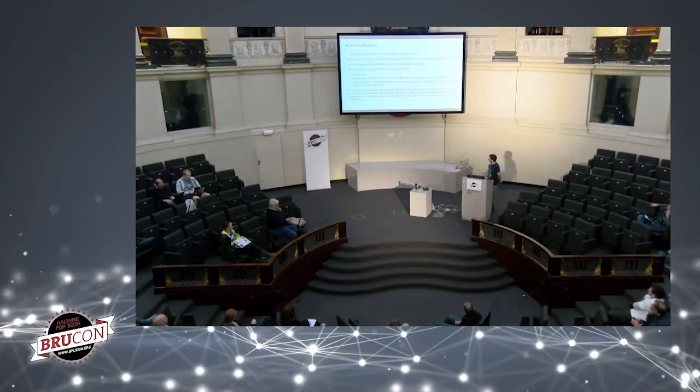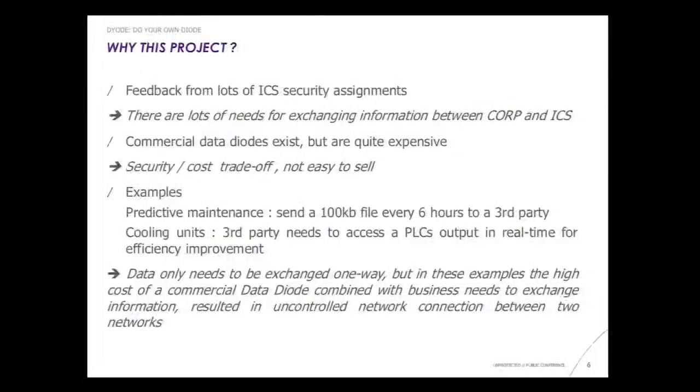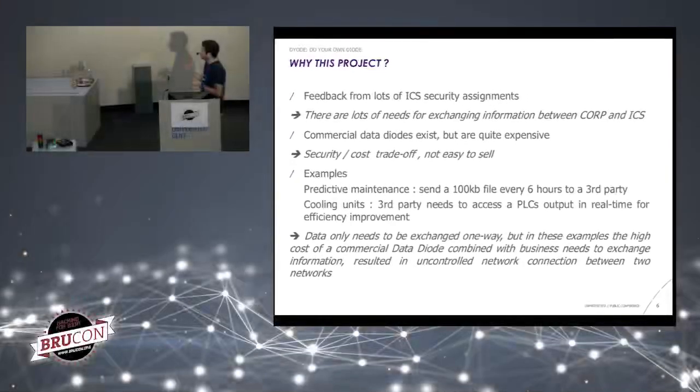Okay, why this project? As mentioned, Ari and I worked a lot on ICS assessments, pen tests, and security audits, and we discovered that the ICS was always somehow connected to the internet, to a third party, or to the corporate network. So there are a lot of risks because of this connection. A commercial data diode is too costly, so the trade-off is not easy to sell to your client during the wrap-up meeting. Here are two examples in which we would have recommended a data diode.